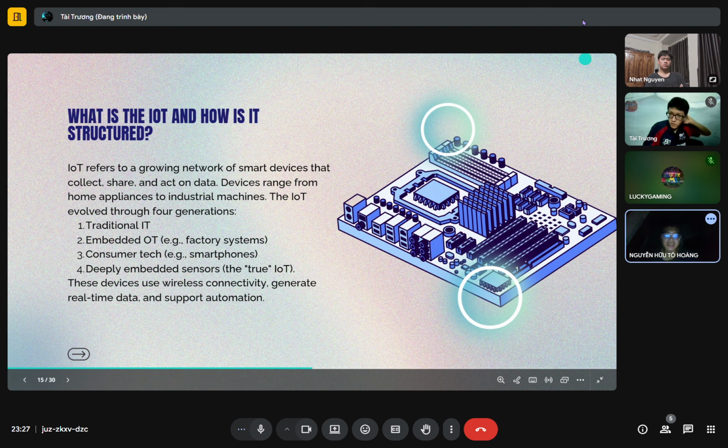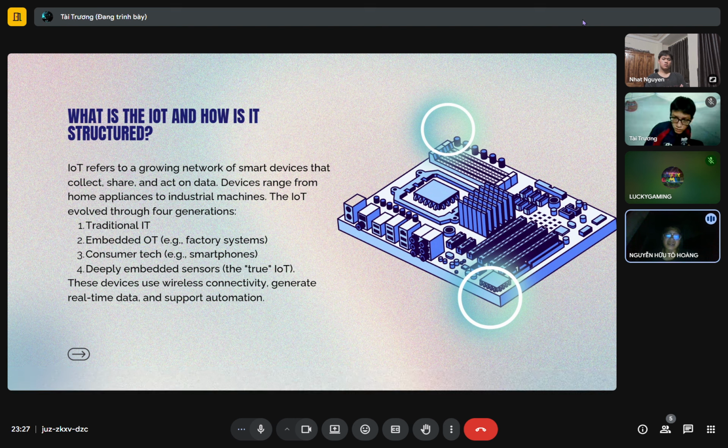The first is traditional IT. The second is embedded OT, for example factory systems. The third is consumer tech, for example the smartphone you use every day. And the fourth is deeply embedded sensors, the true IoT. You can see a smart car with self-driving, or a camera that can detect people. They provide wireless connectivity, generate real-time data and support automation. Next slide, please.